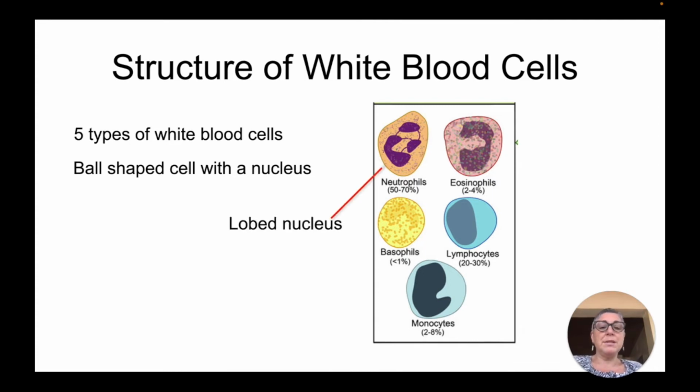But we call this a lobed nucleus, and you can see that in the neutrophil, the basophil, the monocytes, and the eosinophils. They all have this lobed nucleus. Some of these white blood cells also have granules within the cytoplasm, and that gives them that speckled characteristic.